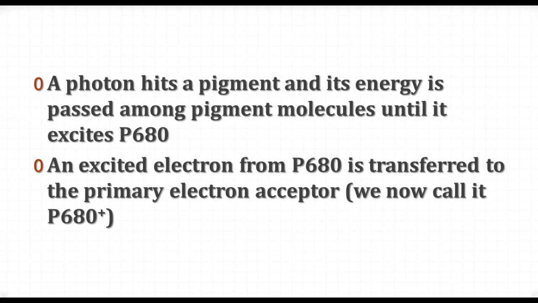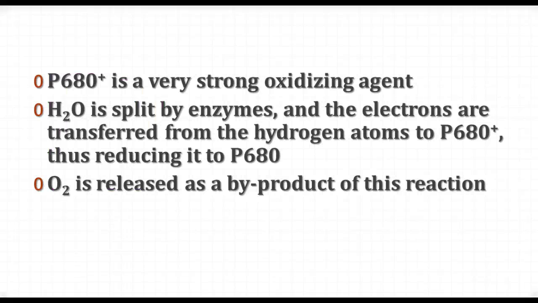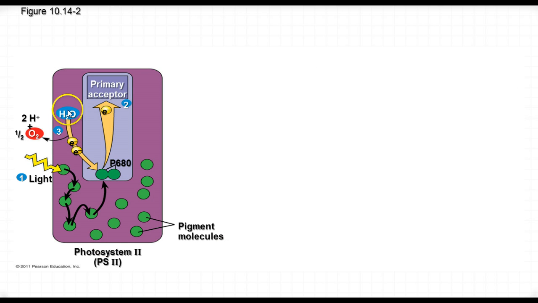In linear electron flow, the photon hits the pigment and the energy is passed along until it excites P680, and that electron is then transferred to P680 plus, and that's an oxidizing agent, so that's going to split water. The electrons are going to be transferred from the hydrogen atoms to P680, replacing the ones that were lost, reducing it, and oxygen will be released as a byproduct of the reaction. The protons will be located in the thylakoid space. So here we have the splitting of water by the process.